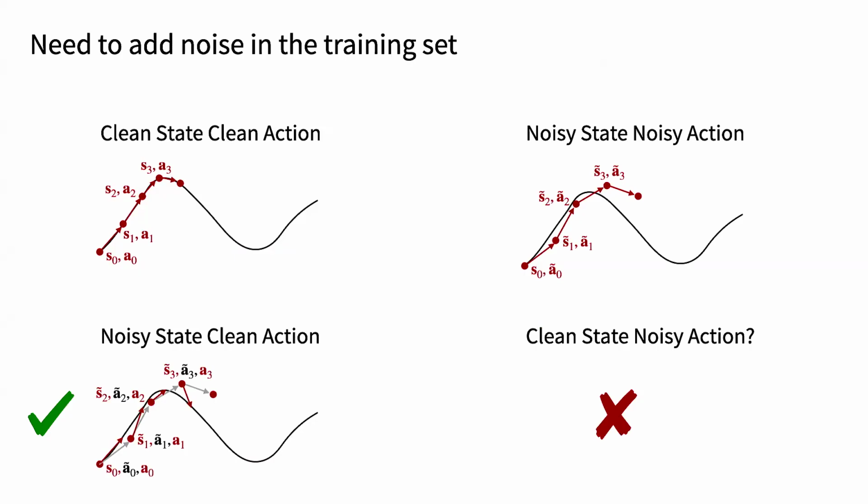The way you do that is you perturb the action at every single state. You perturb the action a little bit, and that gets you to another noisy state. But when you record the training data set, you keep the correct action. How do you get the correct action? You get it from your policy.